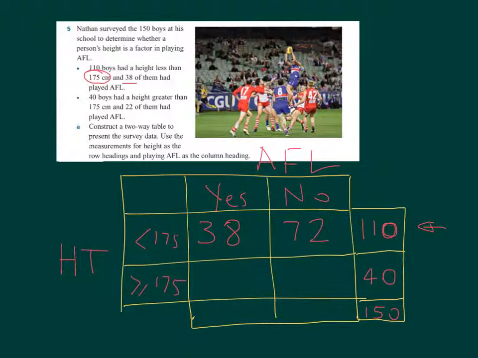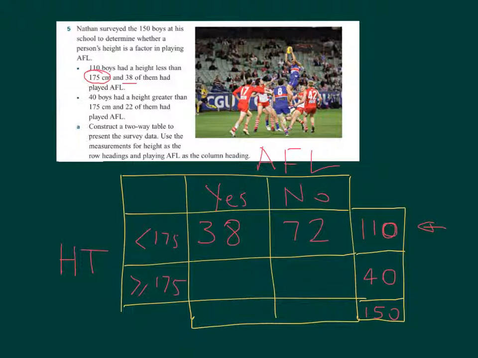Okay, so everyone here fits into two categories. You're either tall and you play AFL, short and you play AFL, short and don't play, or tall and don't play. And everything obviously has to add up to 150. Let's go have a look at the next part. 40 boys had a height greater than 175 centimetres, and 22 of those boys... Okay, so, sorry, I've drawn that in the wrong one.